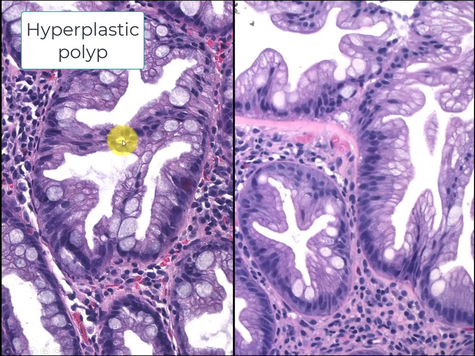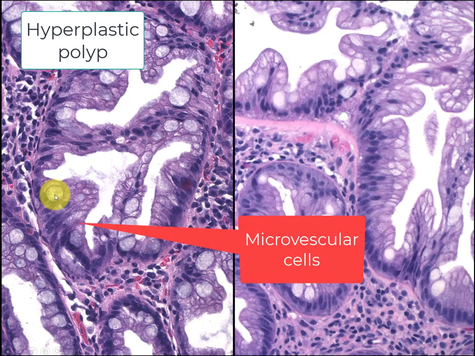So here again is the same hyperplastic polyp. Notice all of these exaggerated serrations. Notice also that while they are goblet cells, there are other cells that have a more microvesicular pattern. This is one of the most common patterns you will see in a hyperplastic polyp. It is not a subtype, but it is a pattern that you see in a hyperplastic polyp.